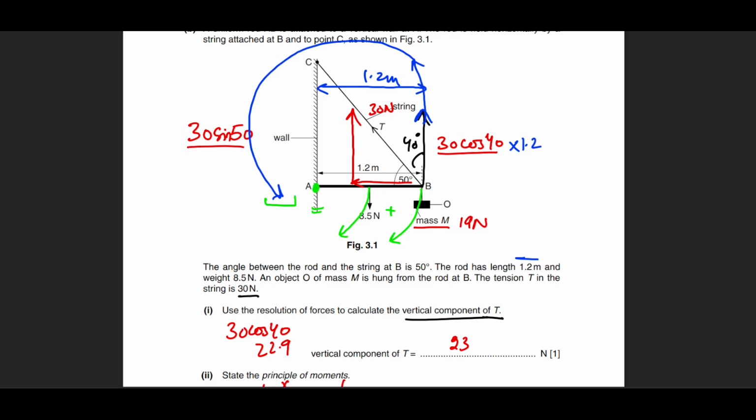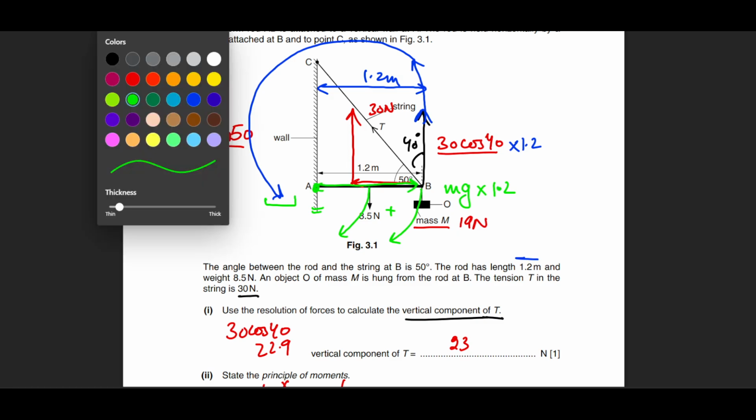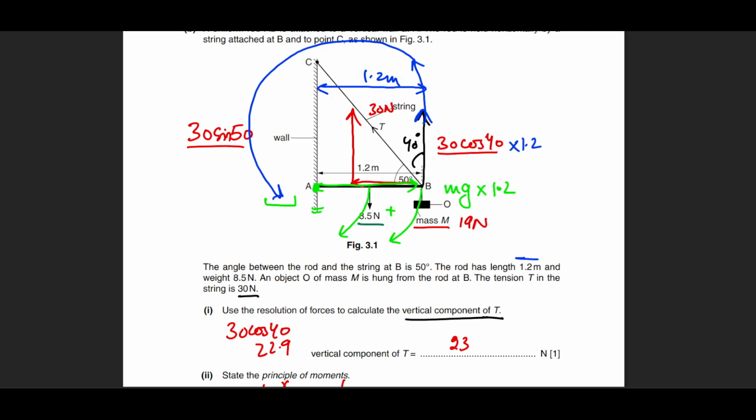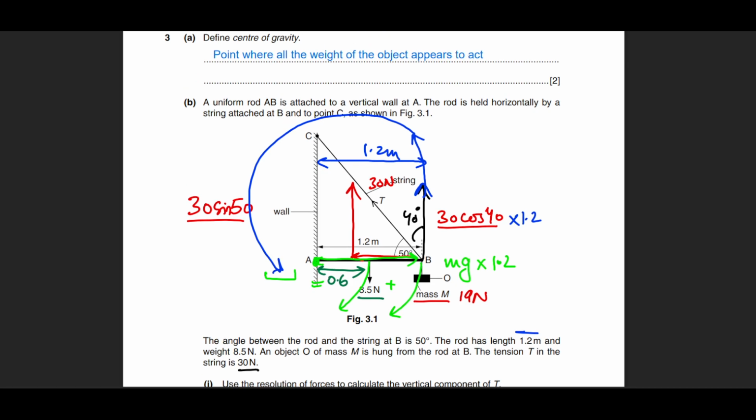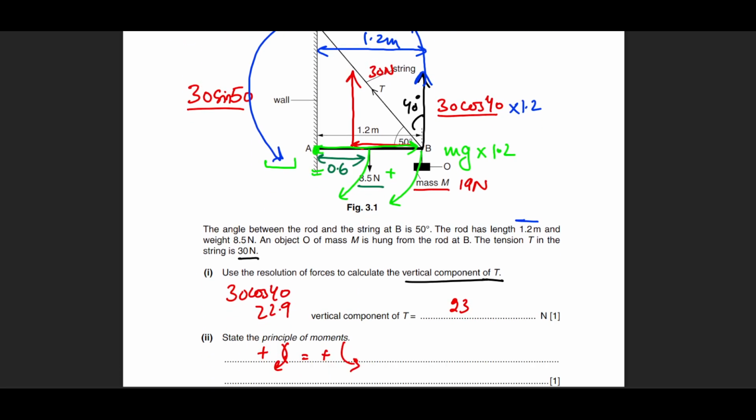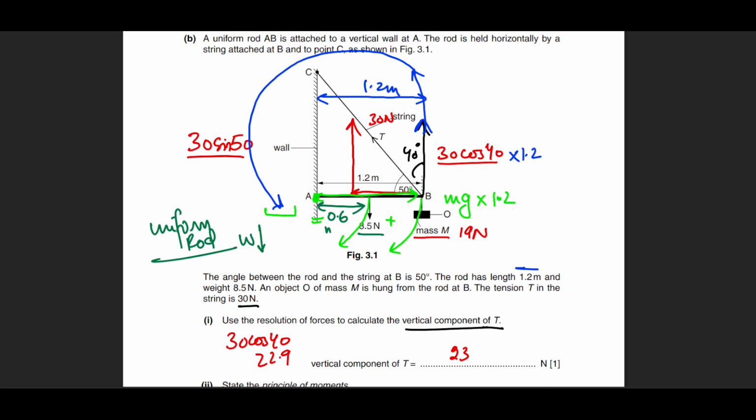How much is this going to be? This is mg multiplied by 1.2. This is 1.2 away from the pivot. And the other factor we have is 8.5. This is approximately half. 1.2 half is 0.6, so that will be 8.5 multiplied by 0.6. Now, how do I know that I have to halve this? Because at some place in this question, it will mention that this is a uniform rod. If this is a uniform rod, then its weight will be at the exact center. So if this is 1.2, then this will be 0.6 meters.